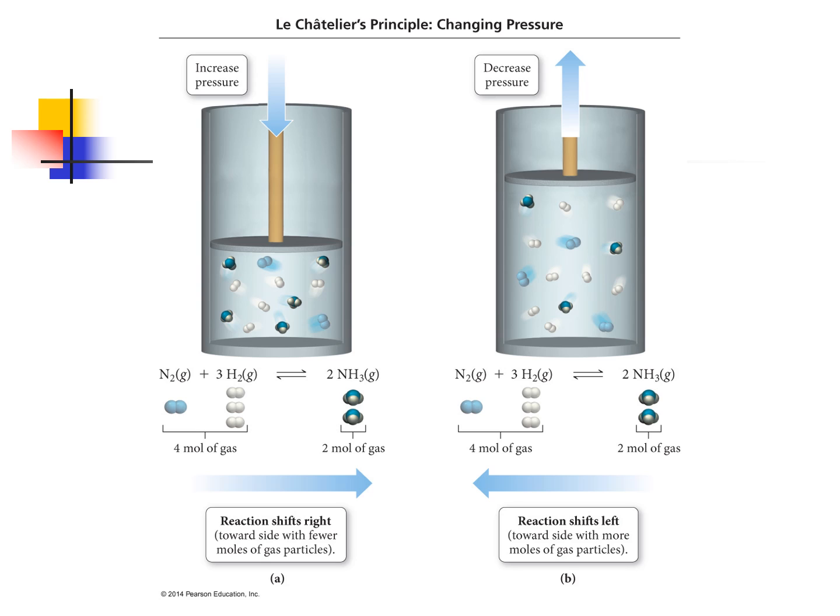So if we increase pressure on this reaction here, increase pressure by decreasing volume, because we've increased the pressure, that means the amount of moles needs to decrease. I look at my sides. The left side has 4 moles of gas, the right side has 2, so it's going to shift to the right. Likewise, if I increase the volume, which decreases the pressure, it's going to shift to the side with more moles of gas.